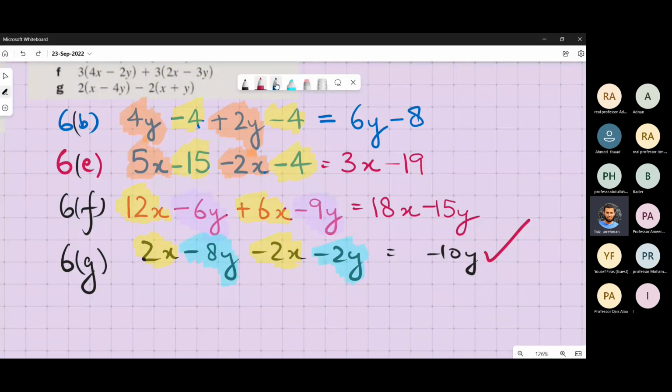And what about this one? Minus 8 and minus 2? Minus 8, you'll get minus 10. So minus 10, but this is the final answer.